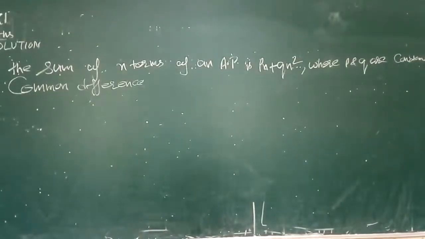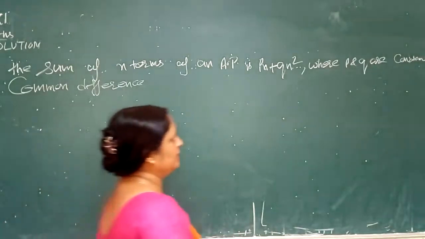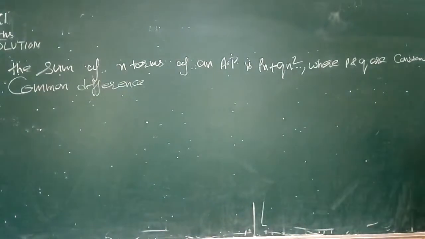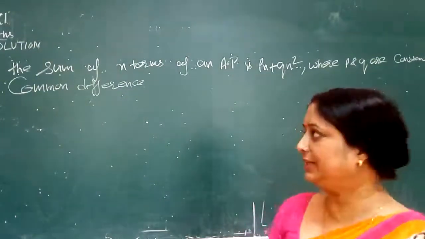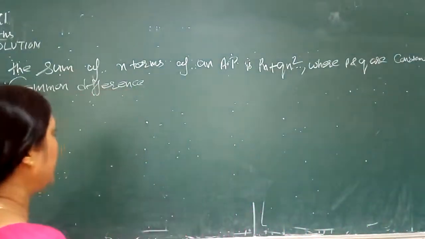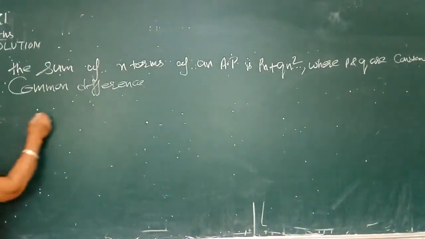Now come to question number 8. In question number 8, if the sum of the n terms of an AP is Pn plus Qn square, where P and Q are constants, find the common difference, that is, we have to find the value of d. What is given? The sum of the n terms of an AP. So let us start the solution.